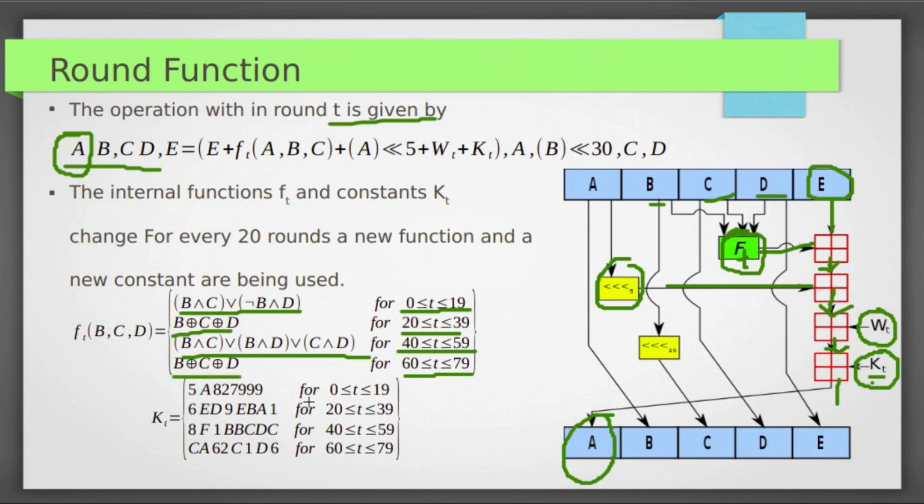Similarly, Kt values are also different for each stage of 20 rounds. For the first 20 rounds, this constant will be used. For the next 20 rounds, this constant Kt will be used. In stage 3, this constant will be used. For the last 20 rounds, this constant is used as Kt.